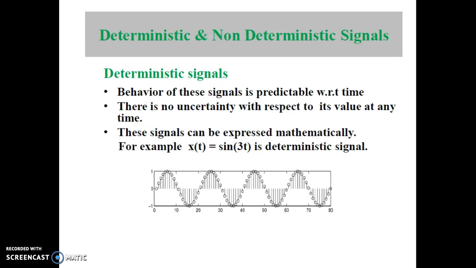The next type of signal is deterministic and non-deterministic signals. Let us understand what a deterministic signal is. The behavior of this signal is predictable with respect to time. A deterministic signal can be mathematically expressed by using some equation. For example, x of t equal to sine of 3t. By using this mathematical equation, a deterministic signal can be easily predicted. So there is a lot of surety for the deterministic signal. This is the graphical look of the deterministic signal x of t equal to sine of 3t.